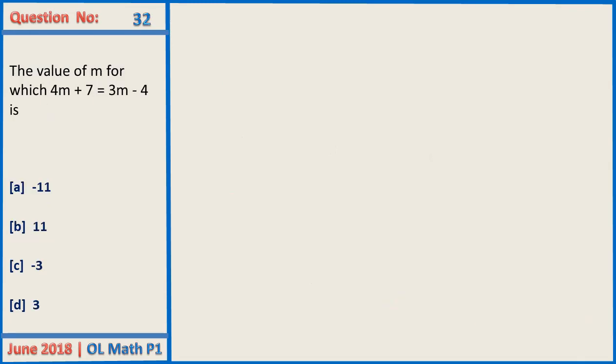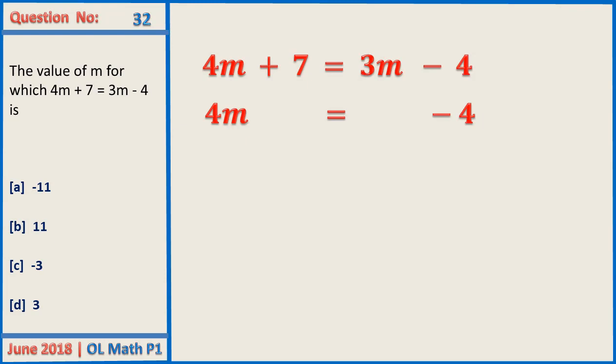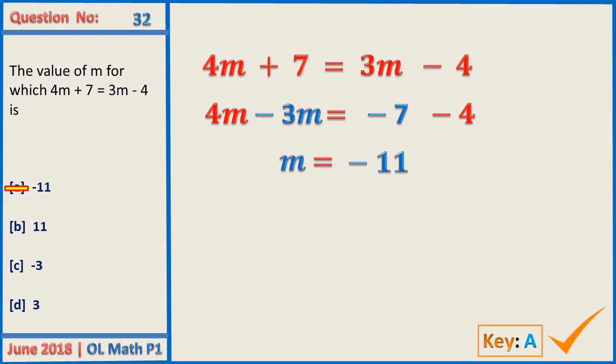Question 32. The value of m for which 4m plus 7 equals 3m minus 4 is. So we just have to solve for m. We have 4m plus 7 equals 3m minus 4. So we bring the 3m to the left hand side and carry plus 7 to the right hand side. So 4m minus 3m gives us m to be equal to minus 11. The key here is A.